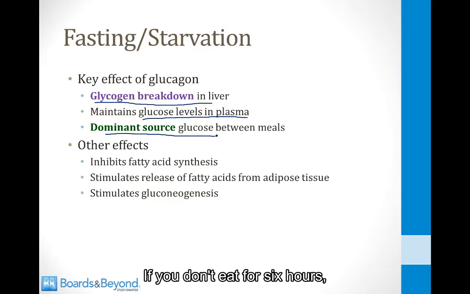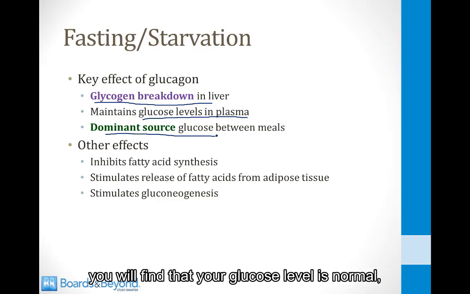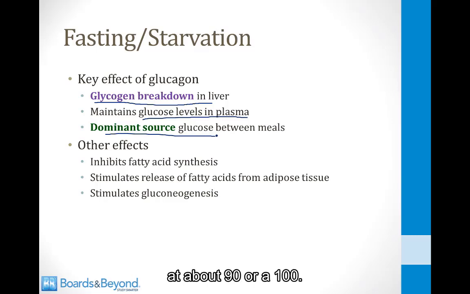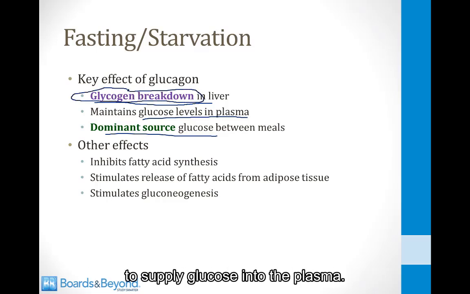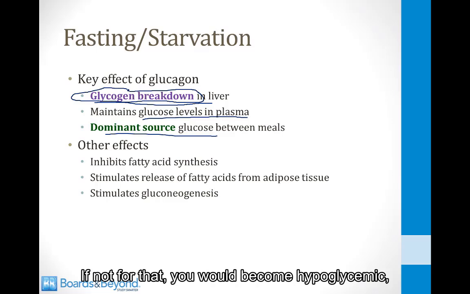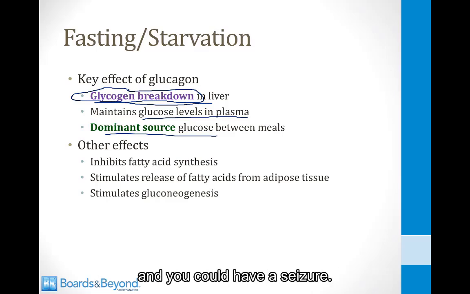If you don't eat for 6 hours and you do a fingerstick blood sugar, you will find that your glucose level is normal, at about 90 or 100. The reason it's normal is because your liver is breaking down glycogen to supply glucose into the plasma. If not for that, you would become hypoglycemic and you could have a seizure.